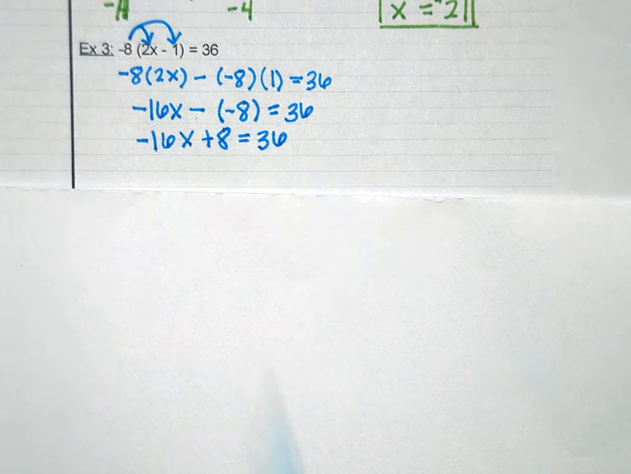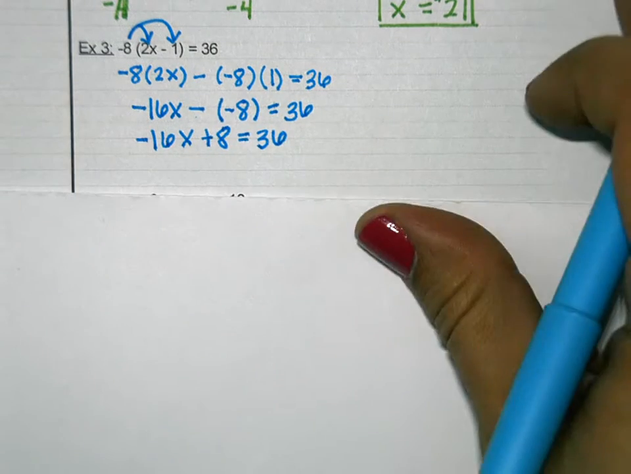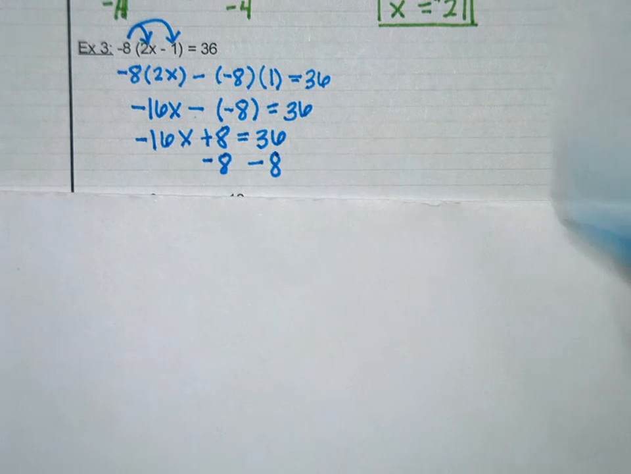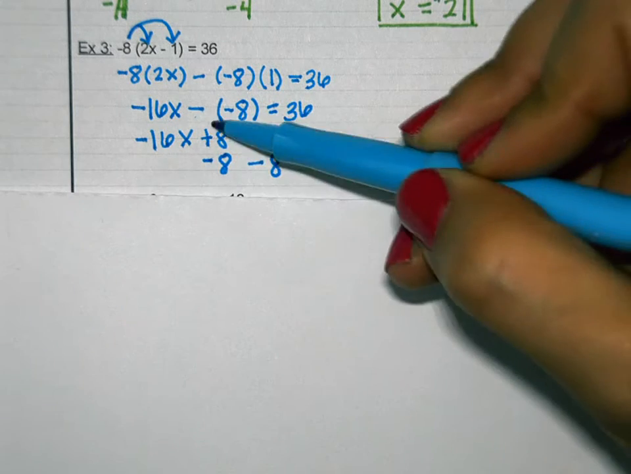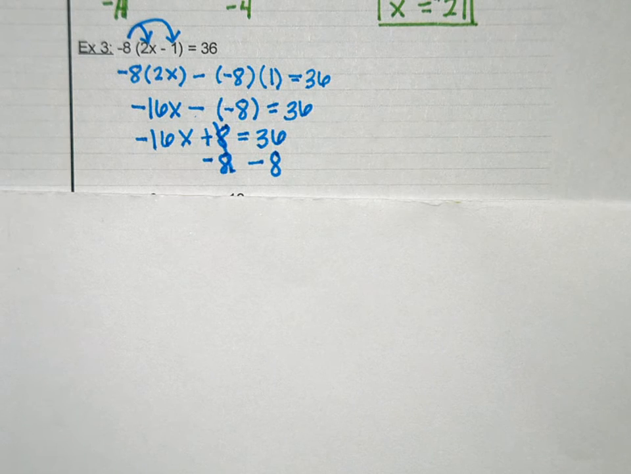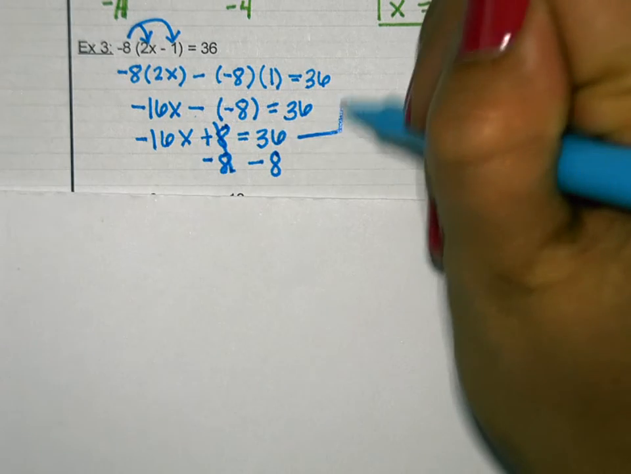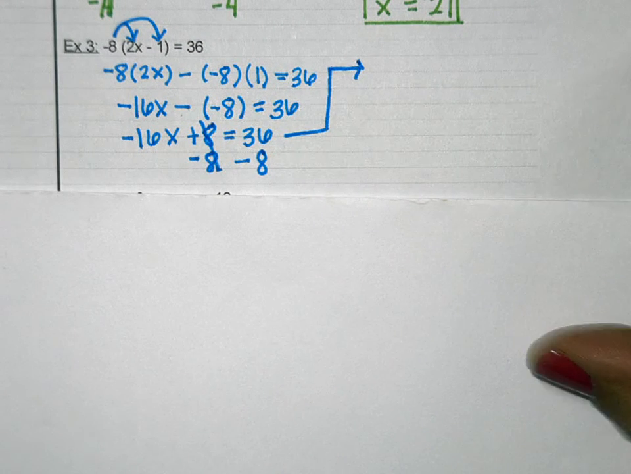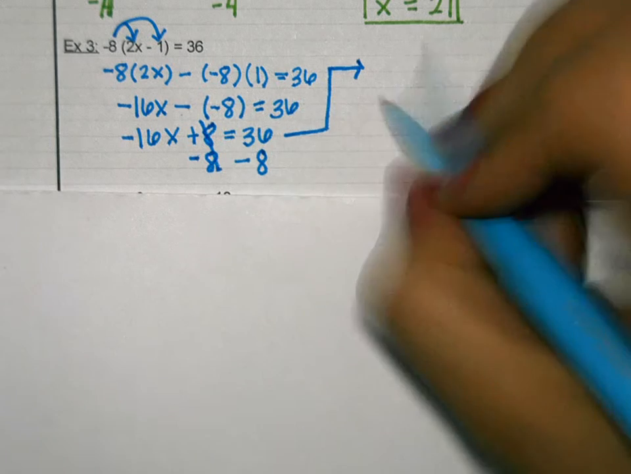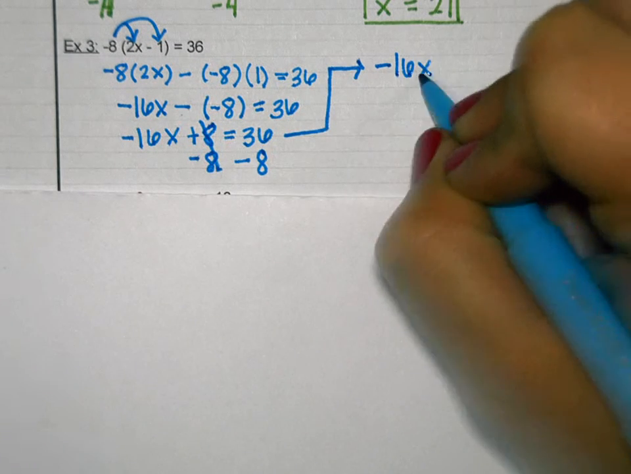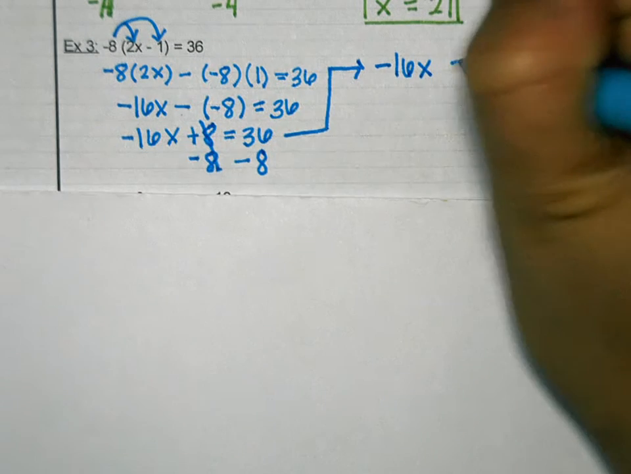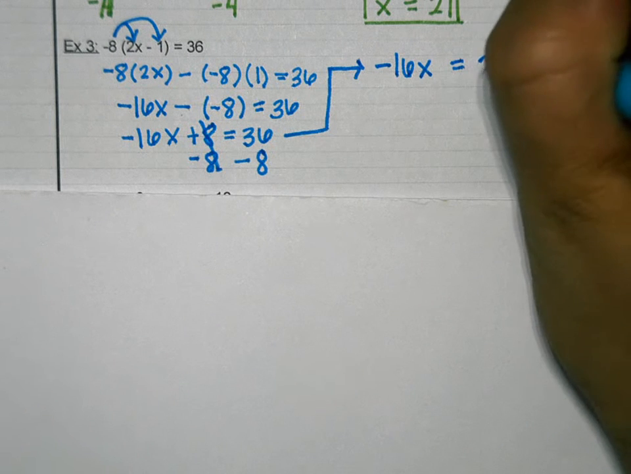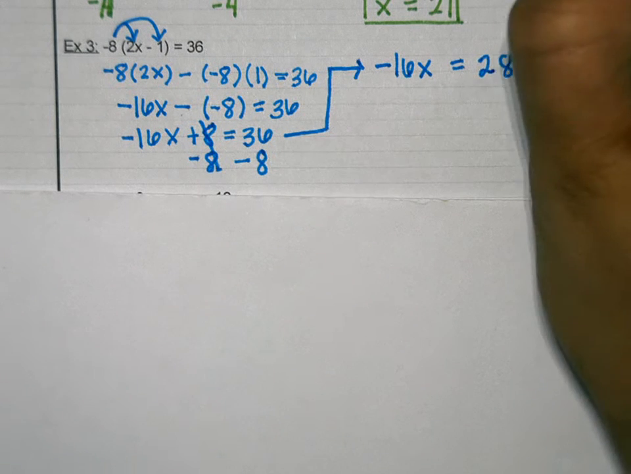And I need to get that x by itself. So I'm going to subtract 8 from both sides. 8 minus 8 gives me 0, so those cancel. And once again, I'm going to move my work over. So on the left, I have negative 16x equals 36 minus 8 gives me 28.